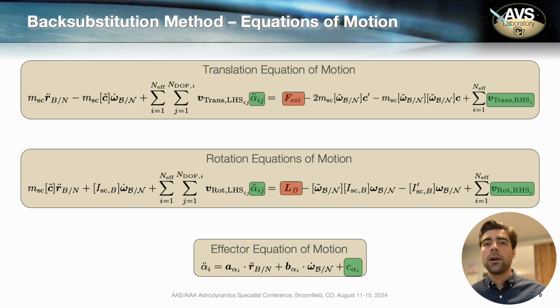So in our effector equation of motion on the bottom there, the C term is now getting those forces and torques and then implicitly finding their way to the overall equations of motion through the alpha double dot shown in the translation and rotation. And then on the far right hand side here, we also see this vec trans and vec rotational components, which is where we're seeing those forces and torques still appear explicitly in our equations of motion.